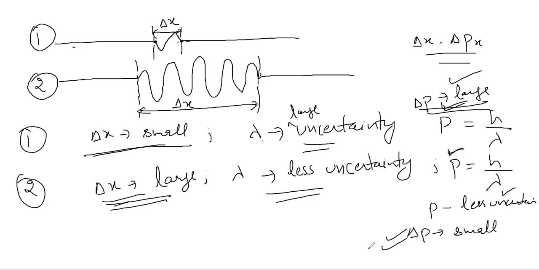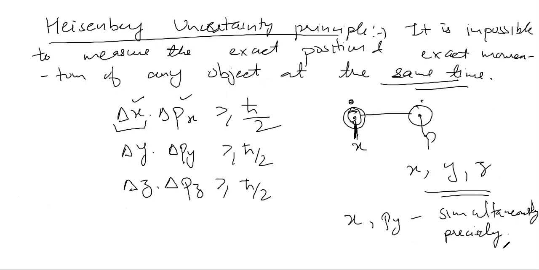These uncertainties are not associated with the experimental setup. It doesn't matter how sophisticated our experimental setup will be in the future; these uncertainties are inherently going to be always present in the system. So these are not the limitations of our experimental setups.